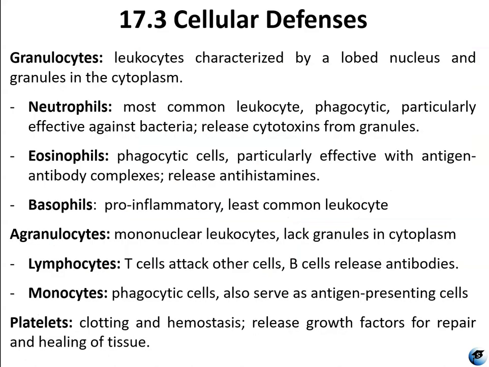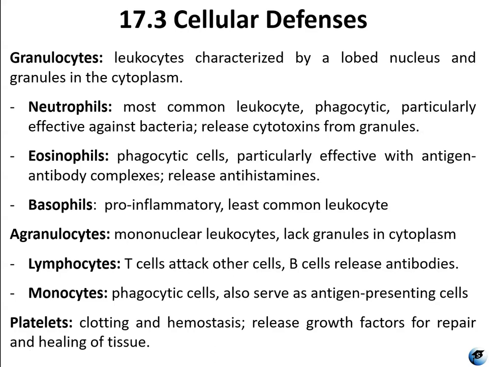Back up for a second here and talk about lymphocytes. Lymphocytes are the T cells and the B cells. So these are going to be really important, especially in the next lesson when we're talking about adaptive immunity. And then you have your monocytes. These are the phagocytosis cells, and they also are your antigen-presenting cells. And of course, we talked about platelets.